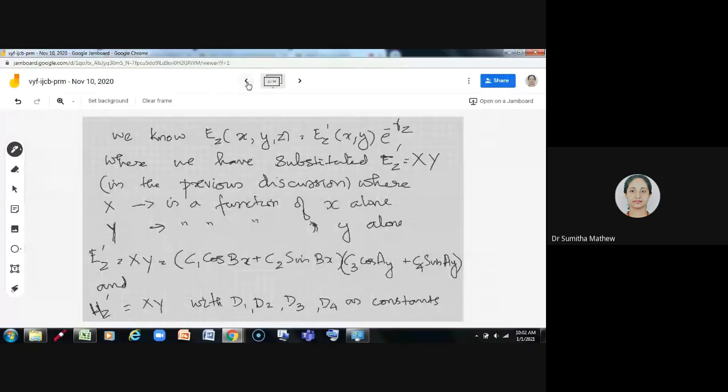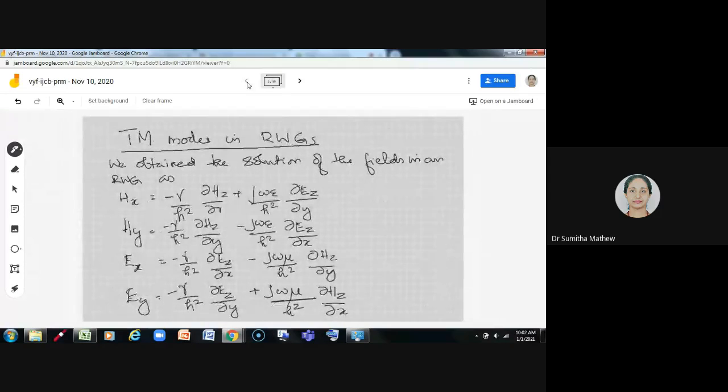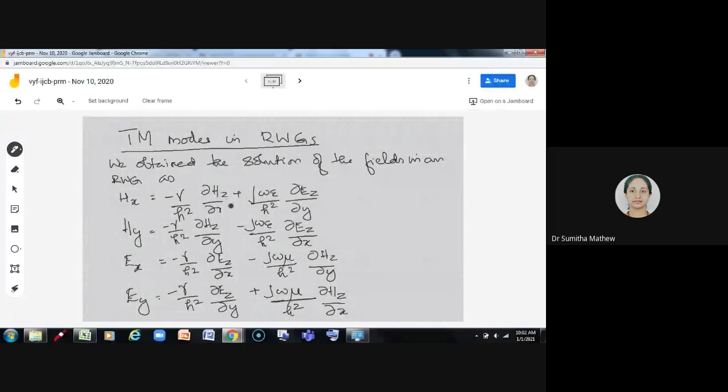So how can we obtain the solutions for TM waves in rectangular waveguides? TM waves means Hz is 0. That means here you can give Hz 0, so the first term for Hx will be 0. Here for Hy, Hz is 0 means the first term will be 0. For Ey, the second term will be 0. So all these field equations will have only one term, depending upon whether Hz is 0 or Ez is 0. Ez is 0 for the other case, that is TE modes. Here we are considering TM modes.